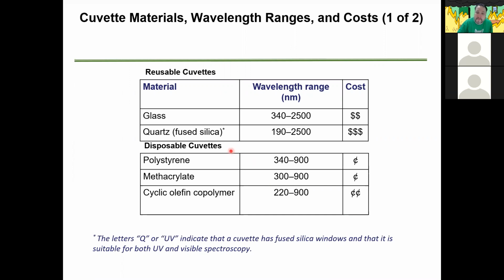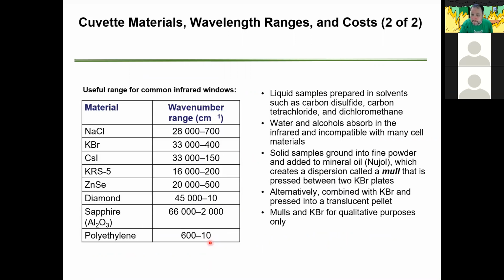Right? So the letters Q or UV indicate that a cuvette has fused silica windows and that it is suitable for both UV and visible spectroscopy. If you are working at a longer wavelength, oftentimes those are made out of a bit more exotic materials. So you will have a window that is made out of sodium chloride. You will have these things called salt plates or salt lenses, and they are literally made out of either sodium chloride or potassium bromide. And some of them might be an ionic compound like zinc selenide.